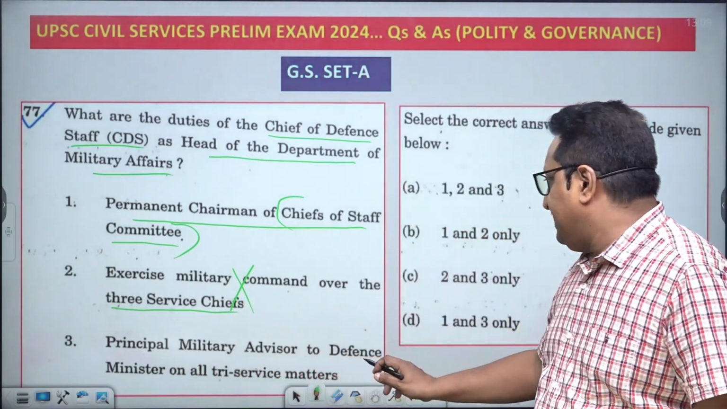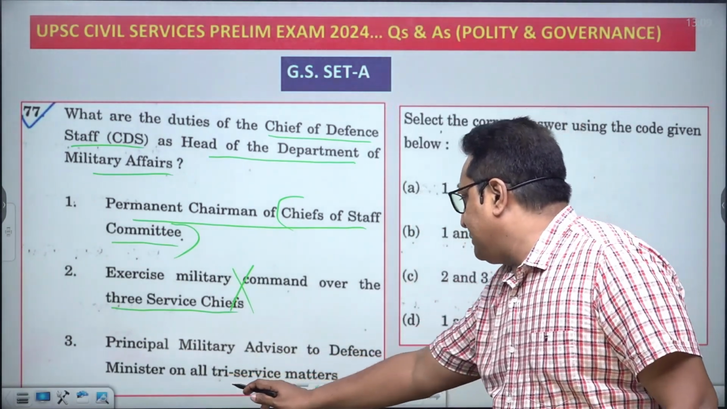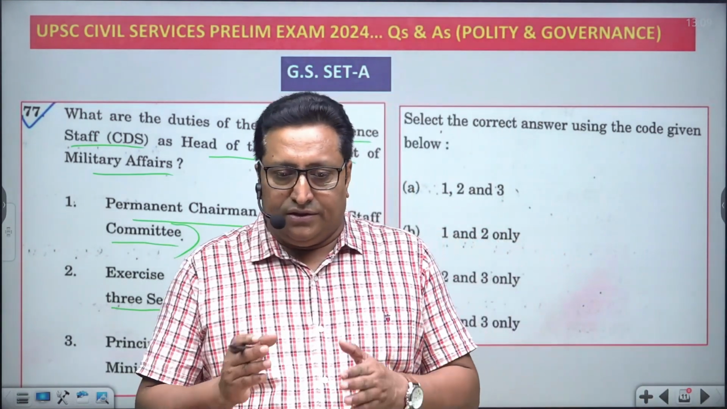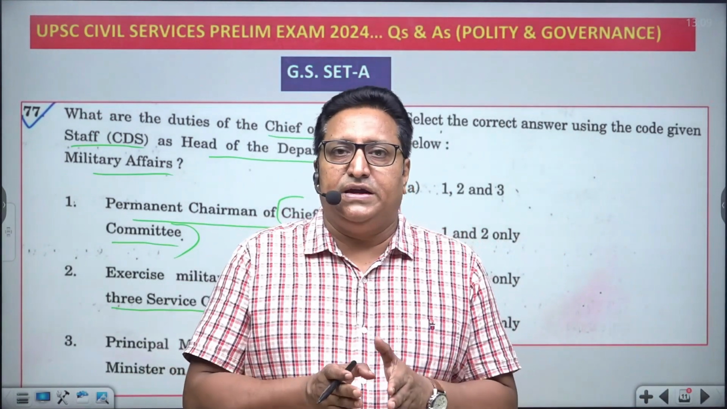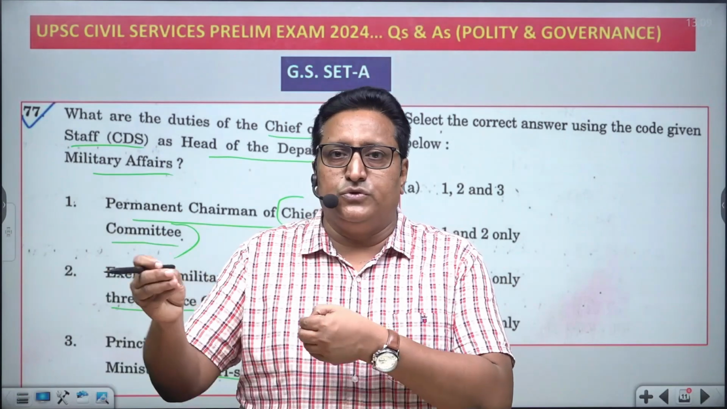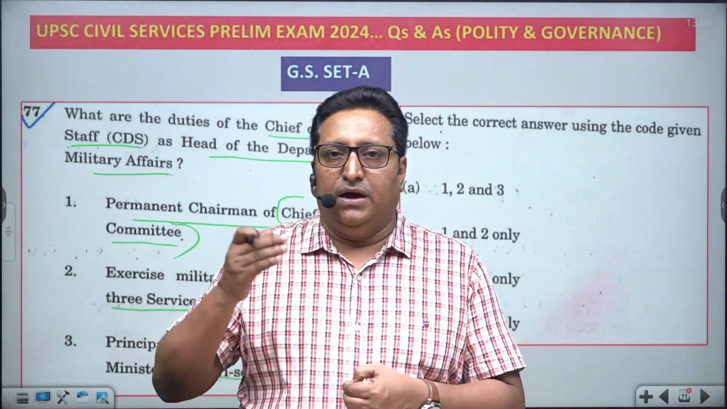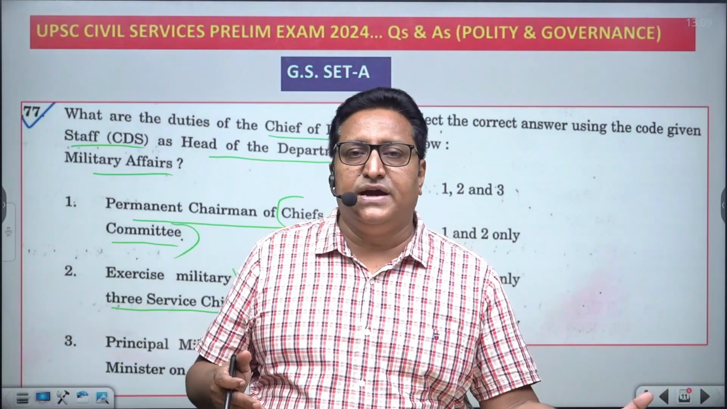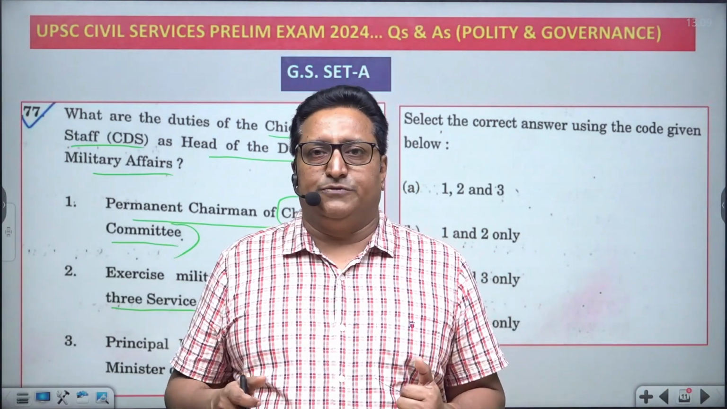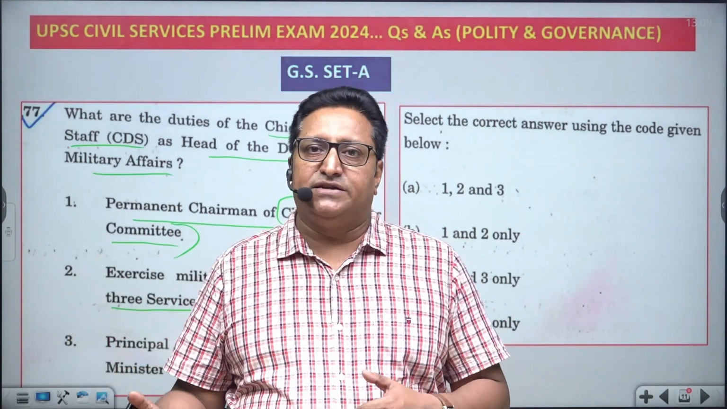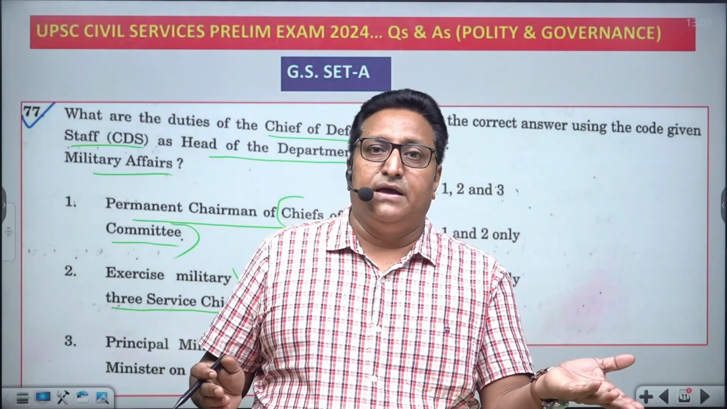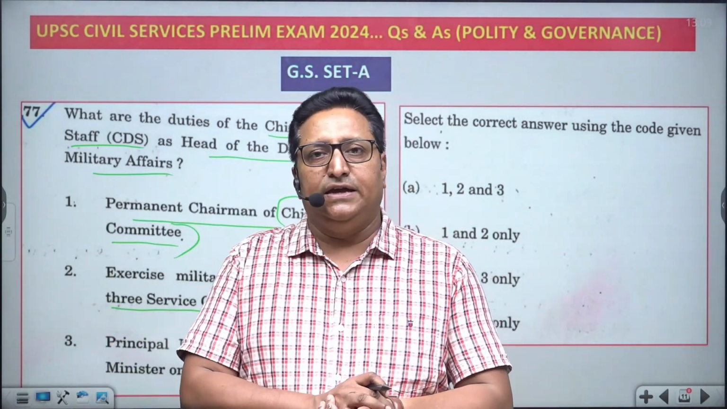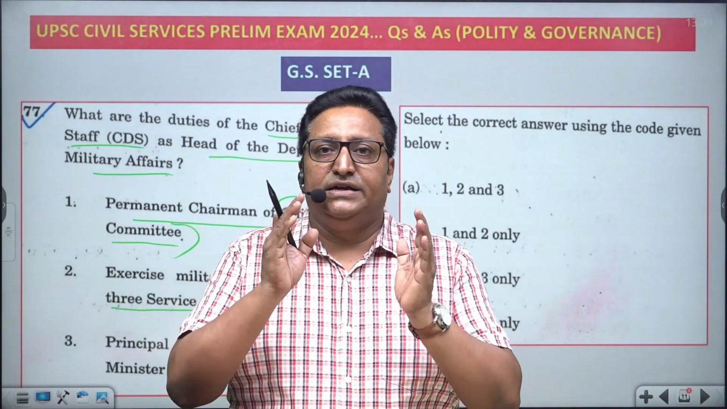Three: principal military advisor to the Defence Minister on all tri-service matters. Yes, that's correct. Because earlier, the Defence Minister used to be advised by each of those three chiefs in their respective spheres. On naval matters, the Naval Chief would advise the Defence Minister. On Air Force related matters, the Air Force Chief would advise, and on army related matters, the Army Chief would advise the Defence Minister.